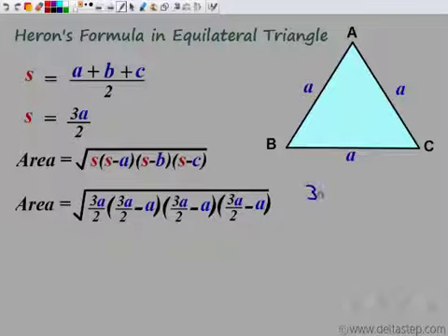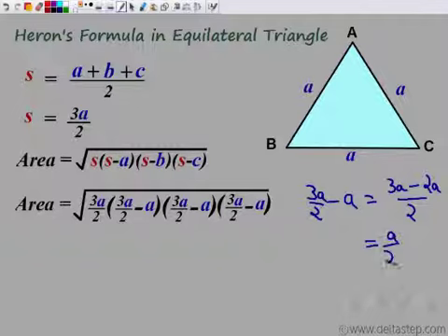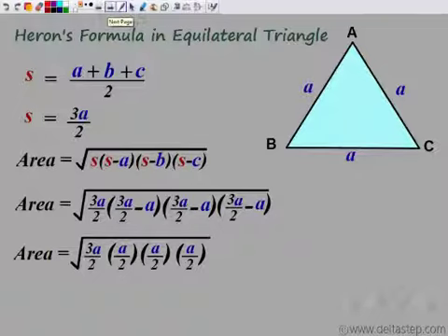So 3A by 2 minus A is equal to, if I take LCM 2, then I get (3A minus 2A) by 2. So this turns out to be A by 2. So I can further simplify it as this. So 3A by 2 minus A is A by 2. Again A by 2, again A by 2. So I get 3A by 2, A by 2, A by 2, A by 2. That's in product. So now what do I do?